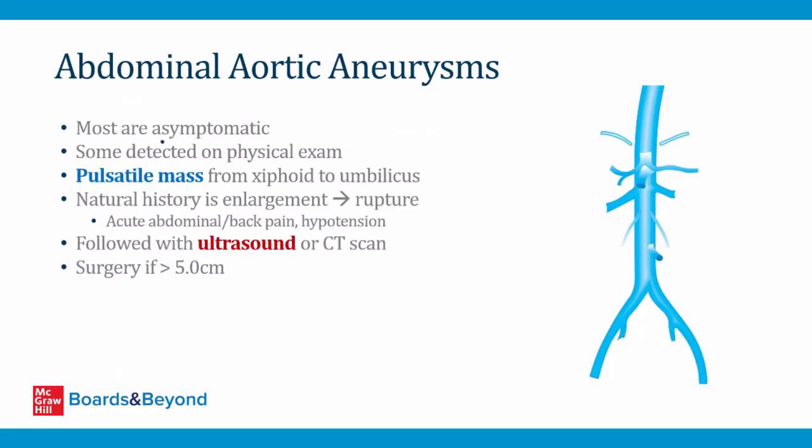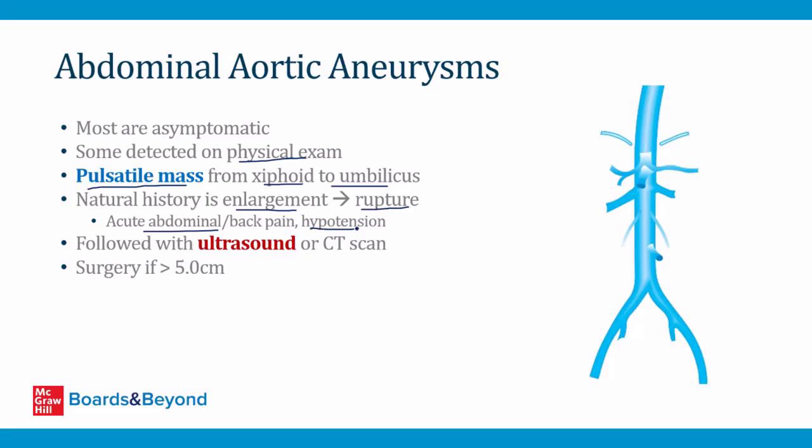Most abdominal aneurysms are asymptomatic. Sometimes they can be detected on physical exam. The classic finding is a pulsatile mass from the xiphoid to the umbilicus. So when you examine the abdomen, you can feel a pulsatile mass in a patient with an abdominal aortic aneurysm. The natural history, if these are left untreated, is that they enlarge, and then finally they rupture. And when they rupture, patients present with acute abdominal and back pain and hypotension. This is a life-threatening surgical emergency.